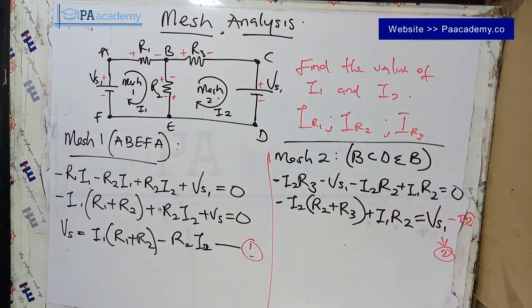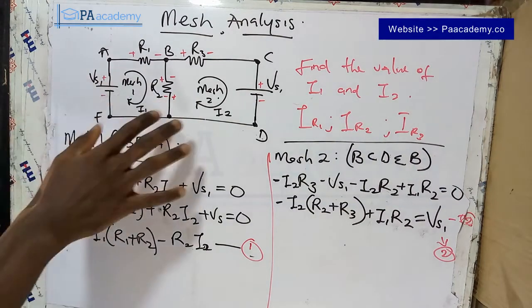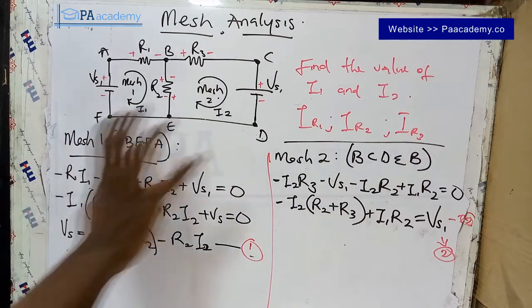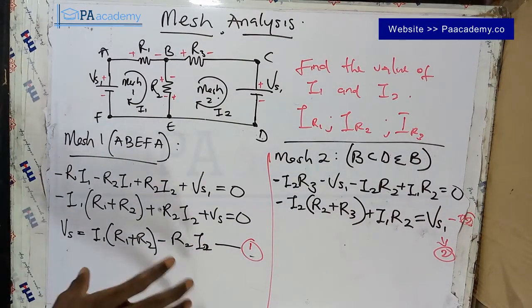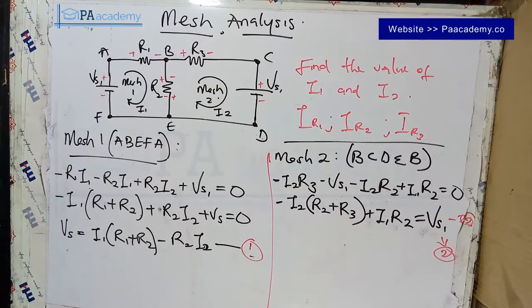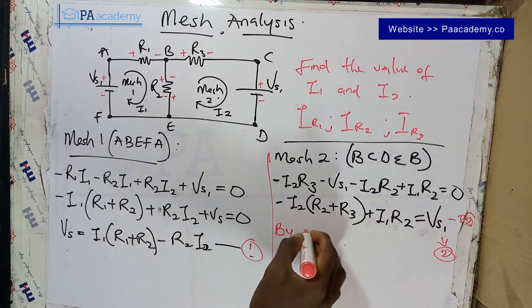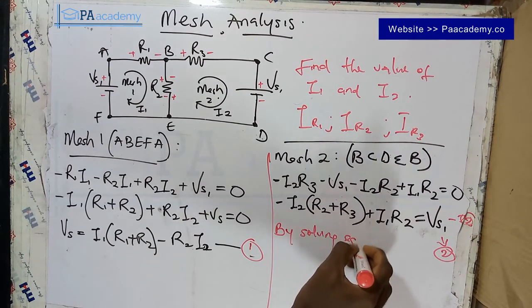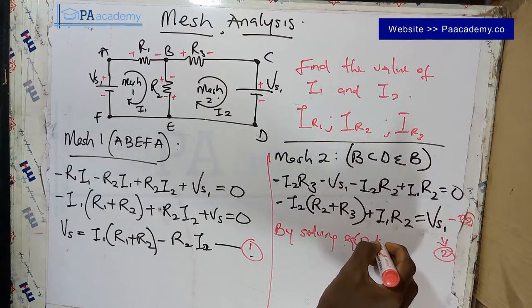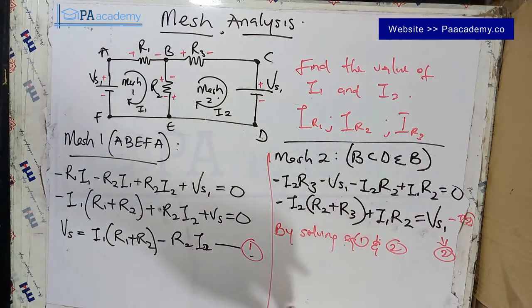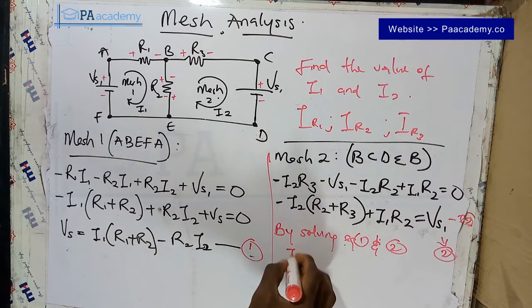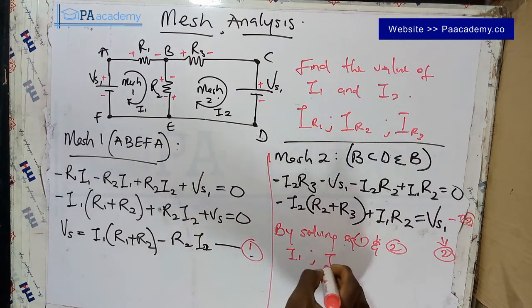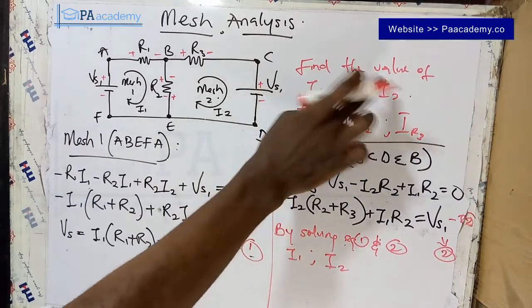The reason why we are using alphabets is that by the time we start looking at examples, especially in the next part of this video, where we are going to have real figures, we are going to have a clear understanding of all what I'm writing on the board. Now with equation 1 and equation 2, if you solve equation 1 and 2 simultaneously, we are going to get the value of I1 and the value of I2. Remember, that's what we are looking for: find the value of I1 and I2.